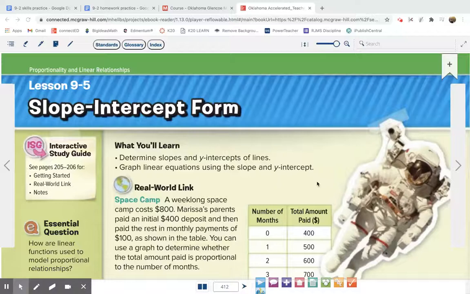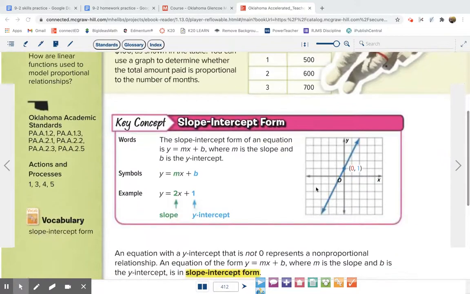This is lesson 9-5, slope-intercept form. I think this one will be a little easier for you. Okay, so this right here is slope-intercept form. I want you to write that down and write down that that is slope-intercept form, because you will need that now and especially in Algebra 1 next year.